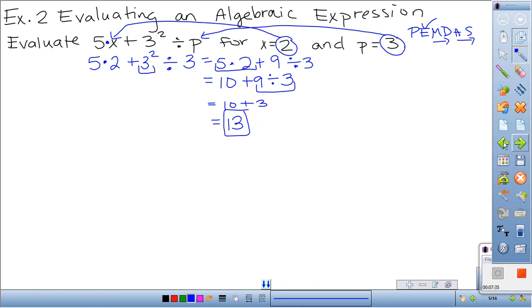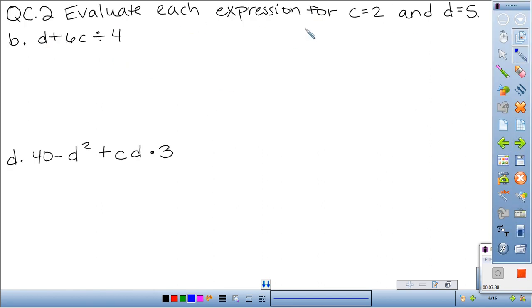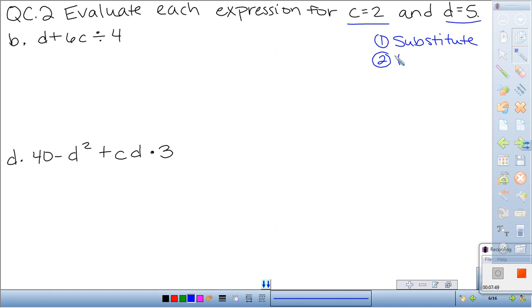Great, let's do a couple more of those. Evaluate each expression for c equals 2 and d equals 5. So again, when you evaluate, your first step is always to substitute, and then to apply PEMDAS to solve for an answer. So d then is 5 plus 6, and since again this is 6 times c, I'll do 6 times c, which is 2, divided by 4.